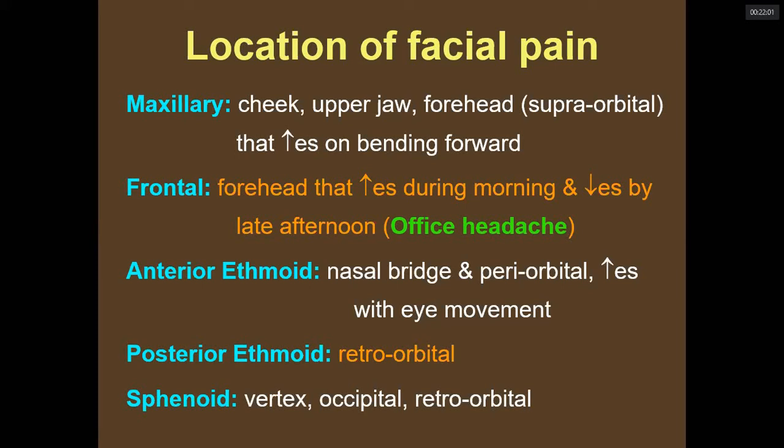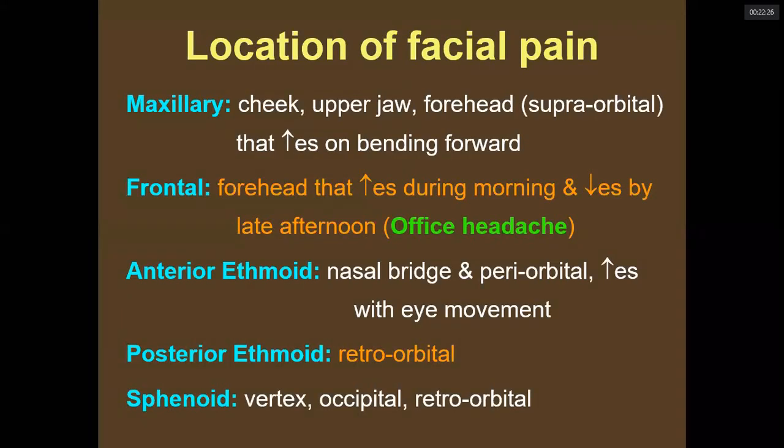In anterior ethmoidal sinusitis, the pain is around the nasal bridge and periorbital area, which increases with eye movement, and retroorbital pain is mostly in posterior ethmoidal sinusitis. In case of sphenoidal sinusitis, the pain will be in the vertex, occipital region, and retroorbital region. This is not very important from the management point of view, because whatever sinusitis it is, the line of management is mostly similar, especially medical management. And because CT scan of PNS is so frequently done in nasal diseases, it will help us easily diagnose the sinuses that are involved. But still, it is good to reach the diagnosis just by history alone.